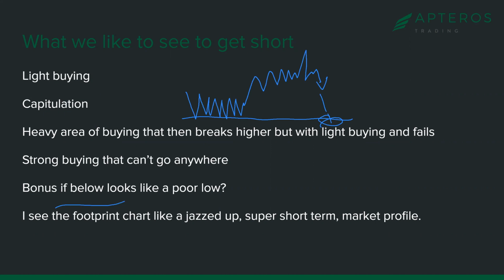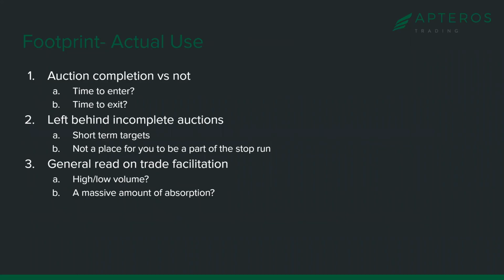A footprint chart is a jazzed up, super short-term market profile, really volume profile. How do we actually use it? I look at when the auction is complete or not. What does that mean? We'll talk about it later. That can tell me, is it time to enter? Is it time to exit? We'll also look at incomplete auctions, and those can be left behind. They could be short-term targets, similar to a poor high or poor low on a market profile.